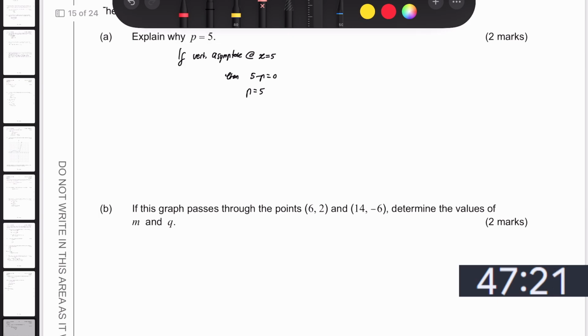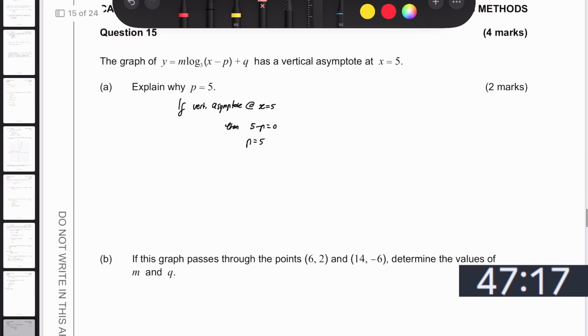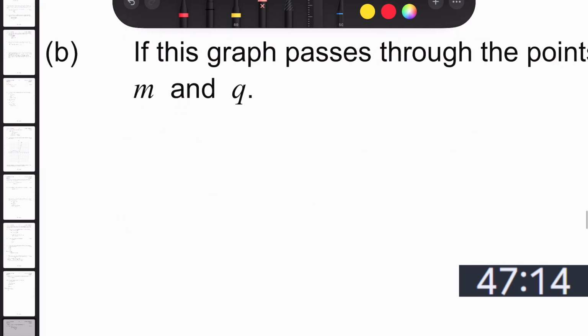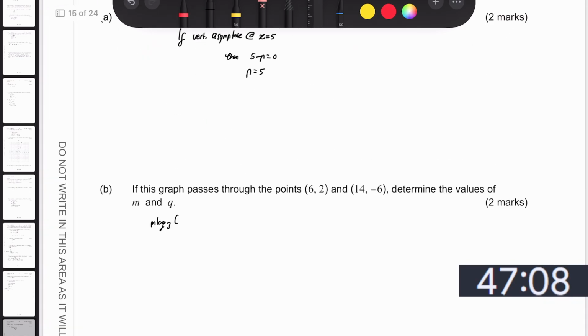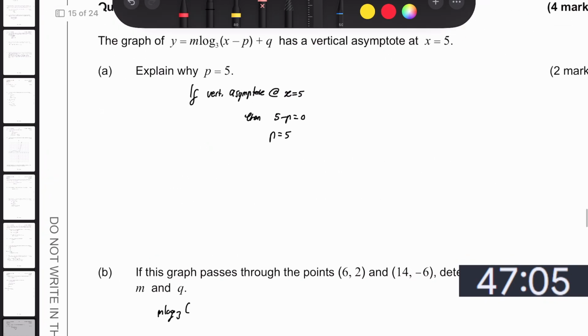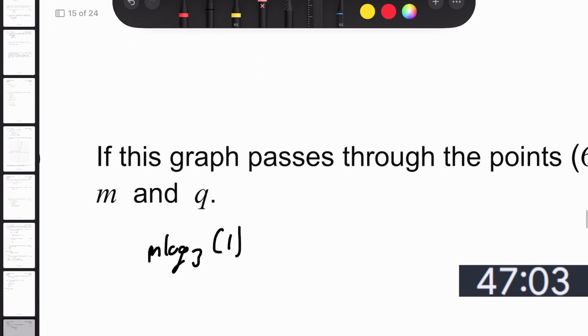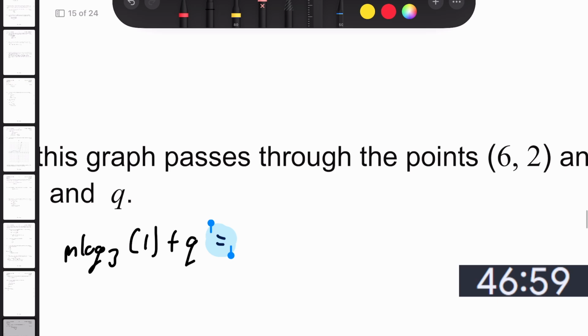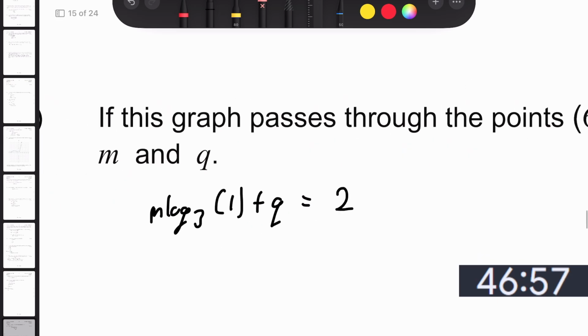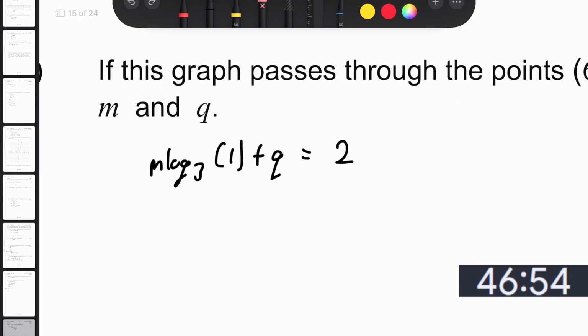If this graph passes through the points (6, 2) and (14, -6), determine the values of m and q. So I have m log 3 of, so let's do 6 minus 5, it's going to be 1, plus q, is equal to 2. And this term drops out because anything to log 1 is going to be 0. So then q is equal to 2.